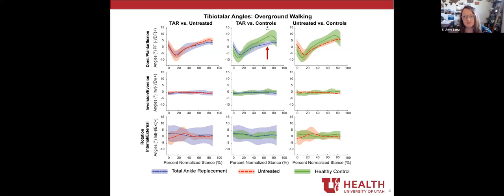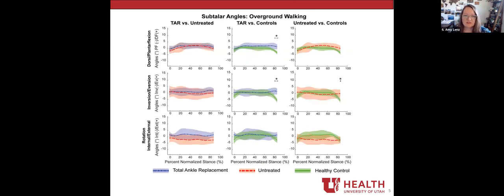Also to note, we wanted to evaluate the untreated limb of our total ankle replacement patients with comparison to controls in the third column in order to understand if there were any kinematic compensations occurring on the opposite limb due to the total ankle replacement. However, again, we did not see any significant changes in this comparison, yielding no compensations occurring on the contralateral limb. So overall, the total ankle replacement was performing quite well with minimal reduced dorsiflexion changes in late stance of walking.